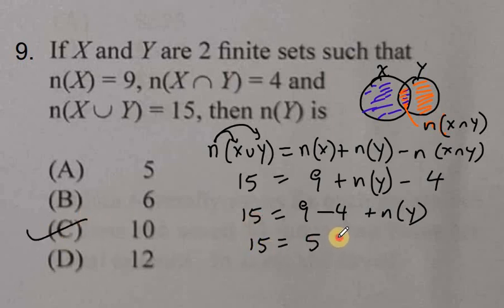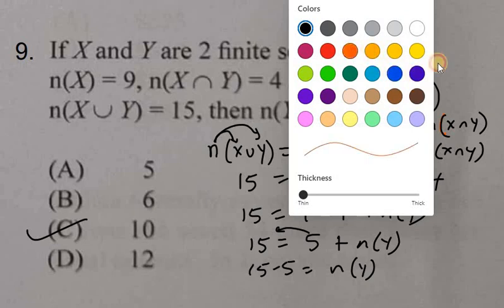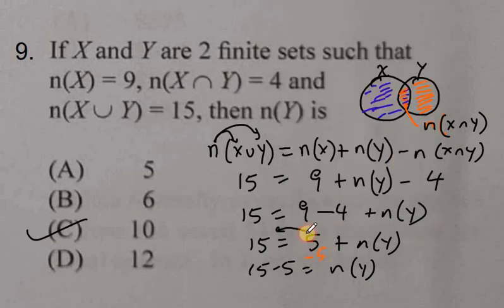Or if you want to do it algebraically, we can just transpose the 5. We have 15 minus 5 equals the number of elements in Y. Or we can say we subtract the 5 from this side, cancel it off. Likewise, subtract 5 from this side, 15 minus 5, and that will give us our difference of 10, I should say. So this is our answer.